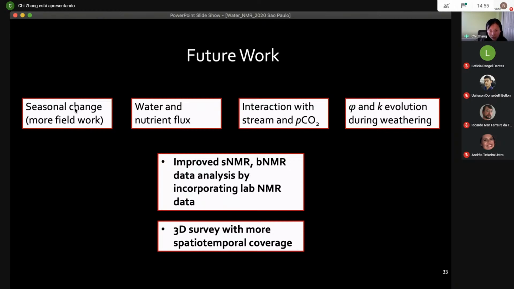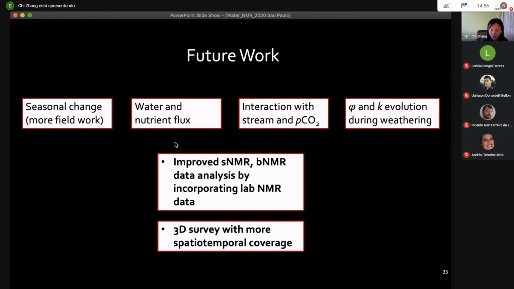So for me, I'm probably going to go back to the field more and do more of these seasonal change time-lapse experiments, and also look at the water and nutrient flux, and also design experiments to investigate the interaction of groundwater with the stream and the CO2 concentration. Also to look at the porosity and the permeability evolution during the weathering process.